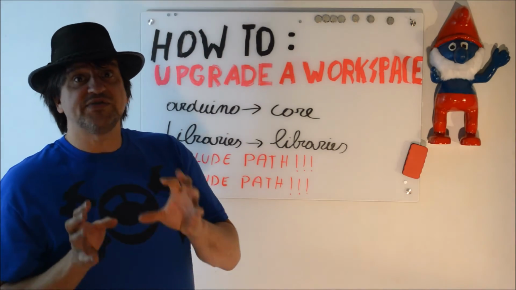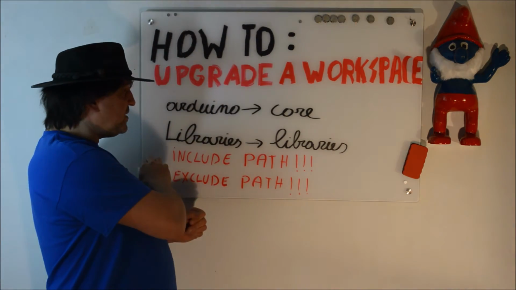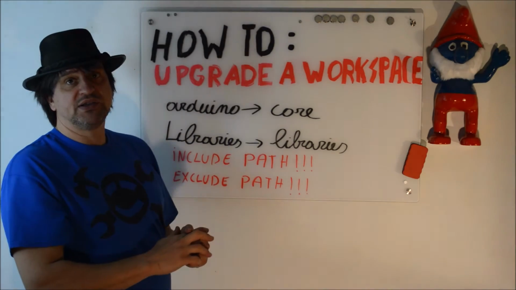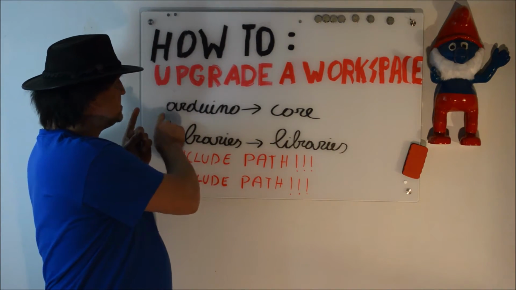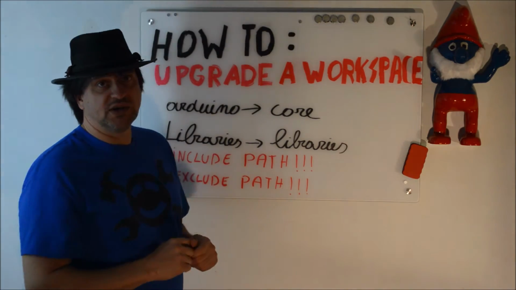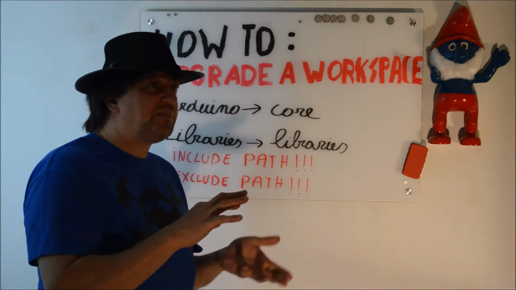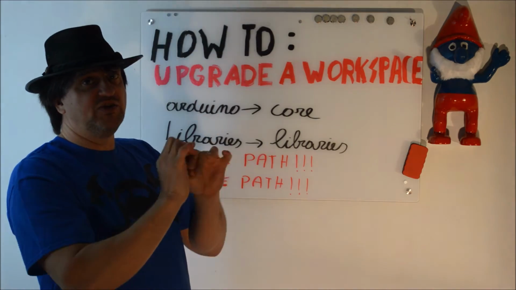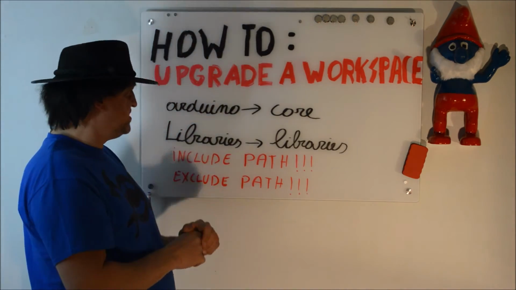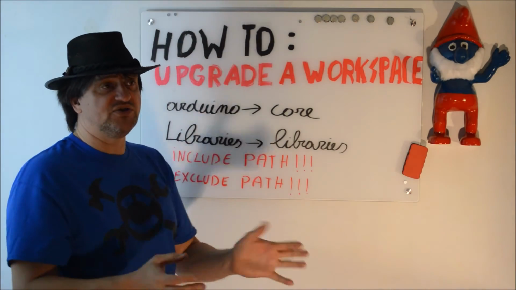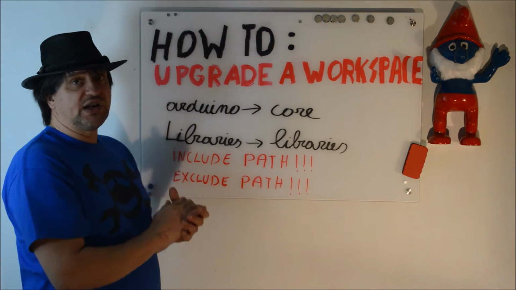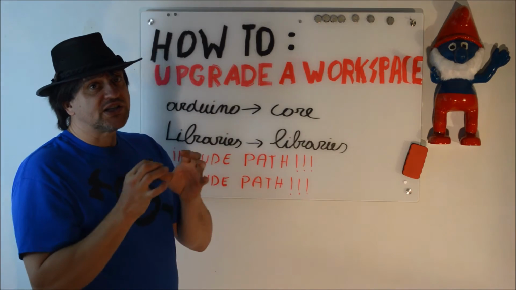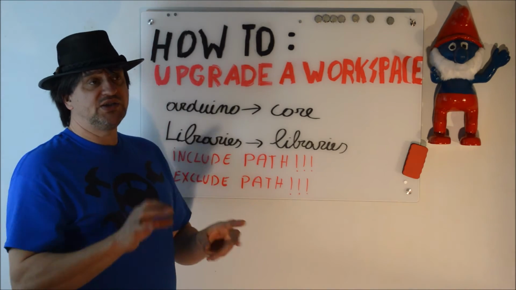The consequence of that is that your include path changes completely. You have to remove the old ones and add the new ones. Some of it happens automatically when you select a new board, some of it doesn't. So again, it's easier to just create a new project. And the same counts for your exclude paths. Your exclude paths don't change when you change your board.